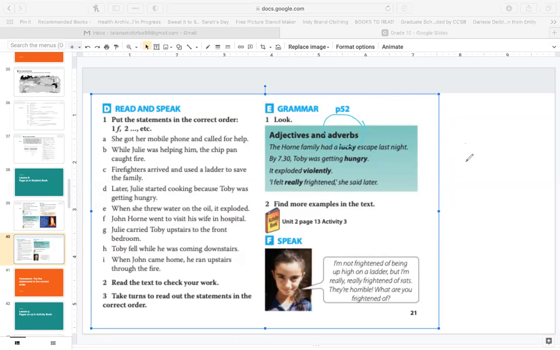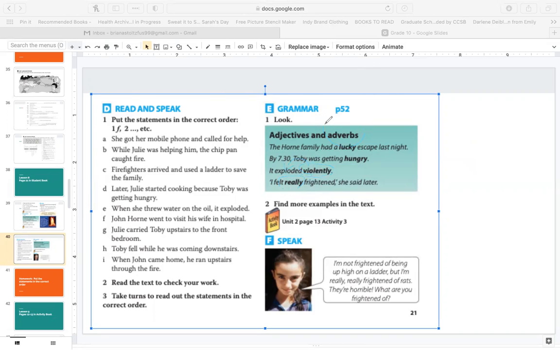An adverb always ends with ly, and it does not describe a noun, it describes a verb. So if you remember, a verb is like eat, sleep, do, run, walk. Anything that we do is a verb. So adverbs describe verbs. For example, violently is an adverb that describes exploded. Exploded is a verb. Really is an adverb that describes frightened, which is actually an adjective.